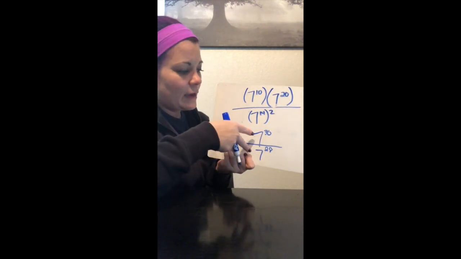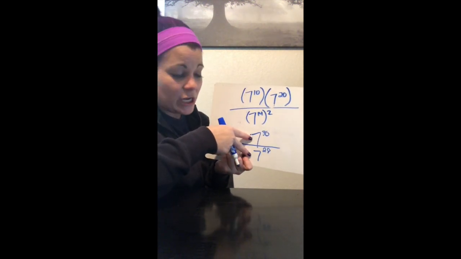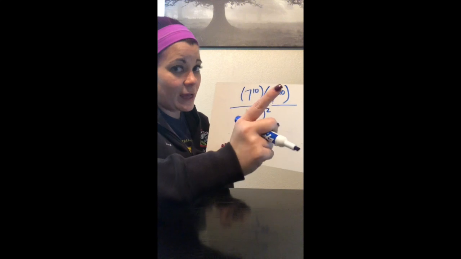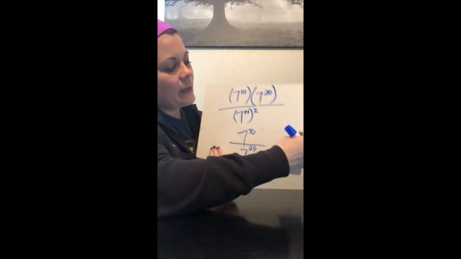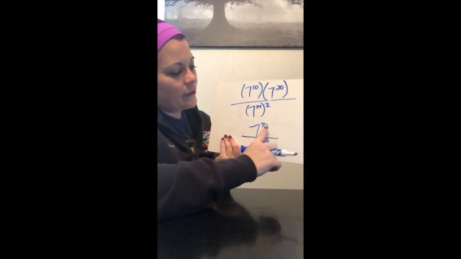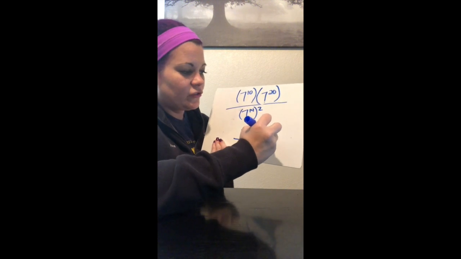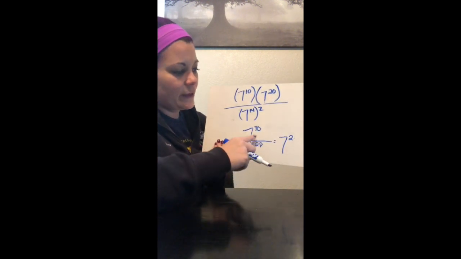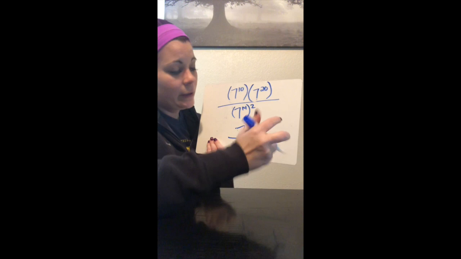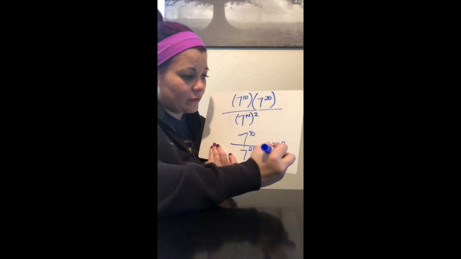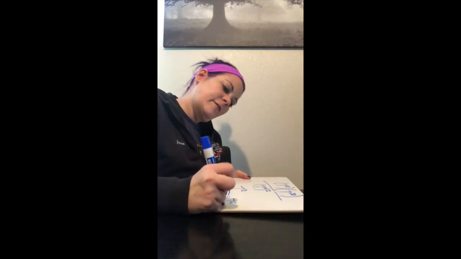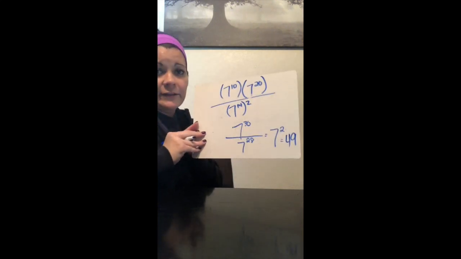And then we have the exponent property law of division where it says to subtract the exponents. So we have 30 minus 28, which is just 7 squared because 30 minus 28 is 2. And then we can simplify that even more. 7 squared is 49. So my final answer here is 49.